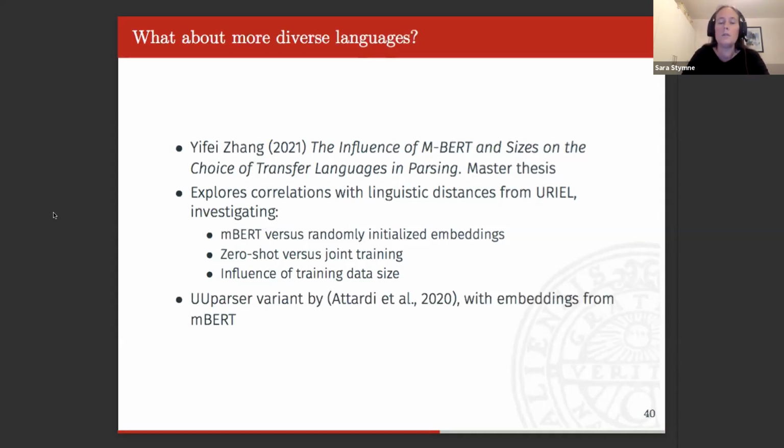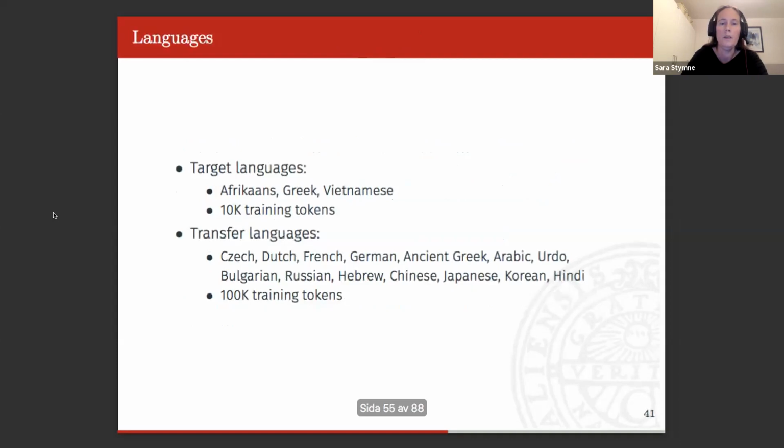And in this work, we used the UU parser variant by Attardi et al., which also allows embeddings from MBERT. So we have 3 target languages here: Afrikaans, Greek, and Vietnamese. And for each of these, we have 10,000 training tokens. And we have a selection of 14 relatively diverse transfer languages. There we set the size to 100,000 training tokens, because we want to control for size here, as we did in Antonia's experiment as well. But here we have a relatively large transfer language set and a much smaller target language set again. So again, focusing on the low resource scenario.